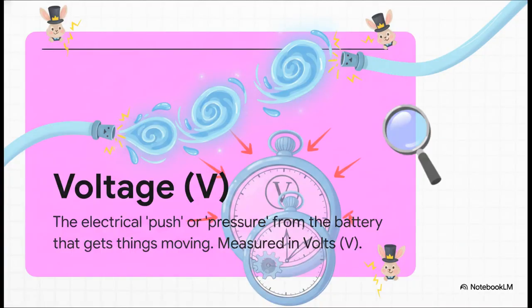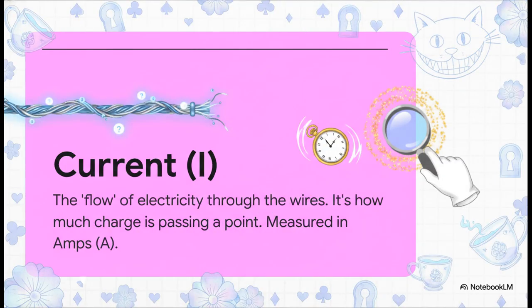Okay, first up, we've got voltage. Think of voltage as electrical pressure. It's the push from the battery. A great way to picture it is like the water pressure in a garden hose. The battery provides the force that's ready to get the electricity moving, and we measure this potential push in a unit you've definitely heard of: volts.